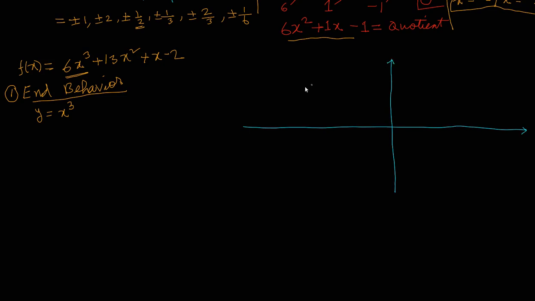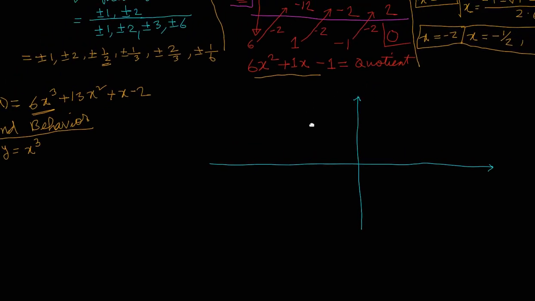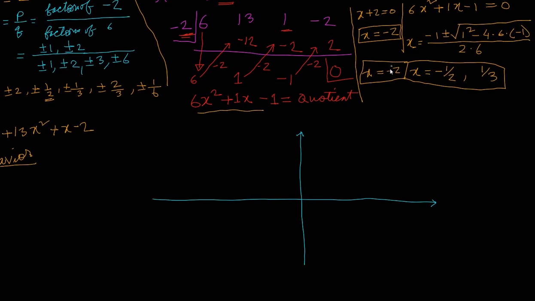Also, another thing I want to point out is I want to put all my real zeros. So where are my real zeros? One real zero is where? At -2. So this is my -2. And then another real zero is what? X equal to -half. So x equal to -half is somewhere here. And where is my third real zero? X equal to 1/3. So let's say x equal to 1/3 is somewhere here. So these are all my real zeros or x intercepts.